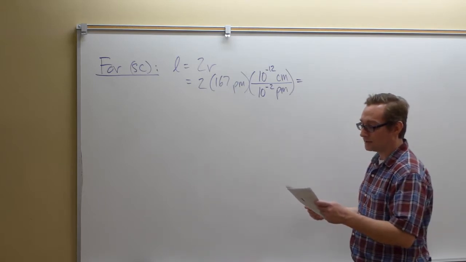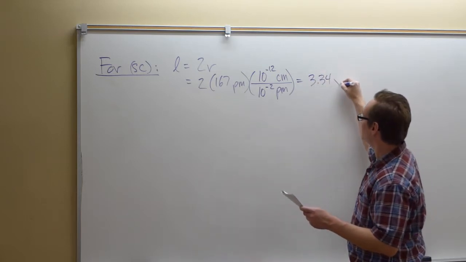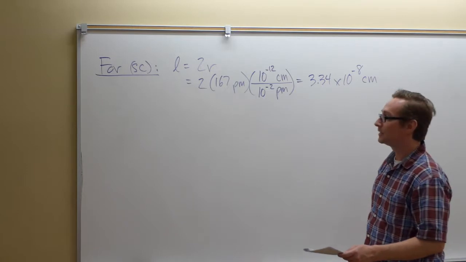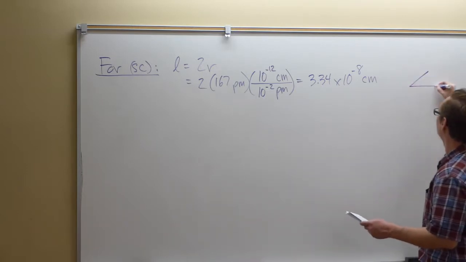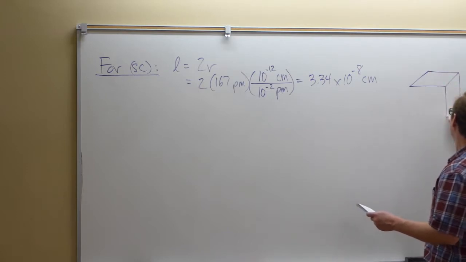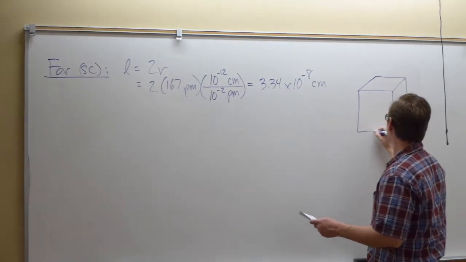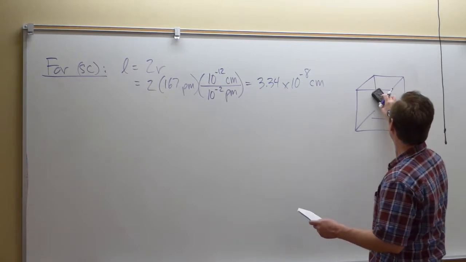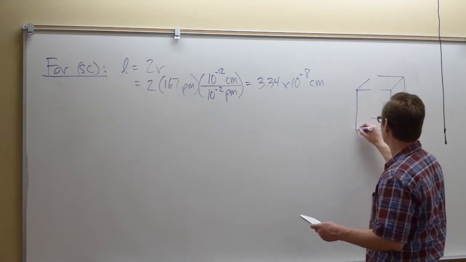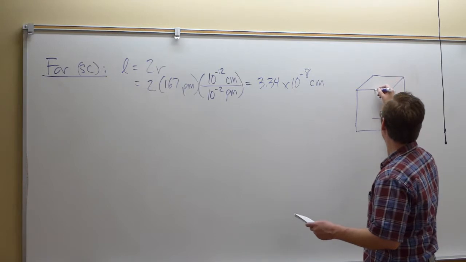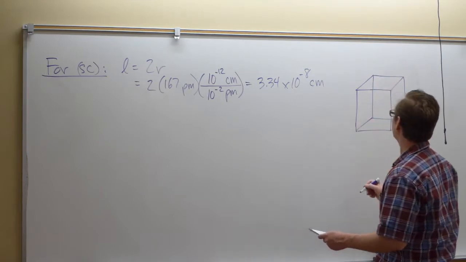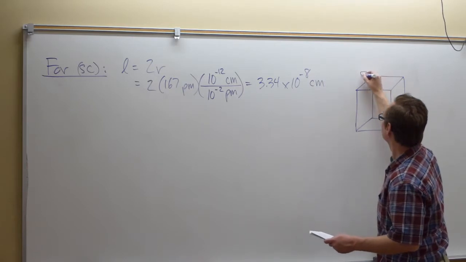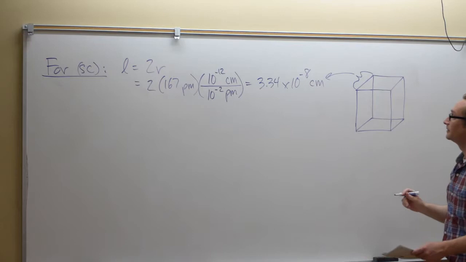So if you convert one edge length here, it's 3.34 times 10 to the minus 8 centimeters for an edge length. So one edge of the cube... There we go. I finally got a cube on the board. Okay, so this edge length here is that. Okay, one edge length of the cube.